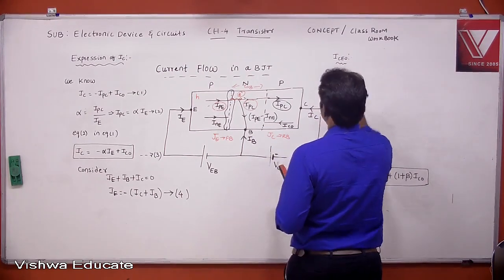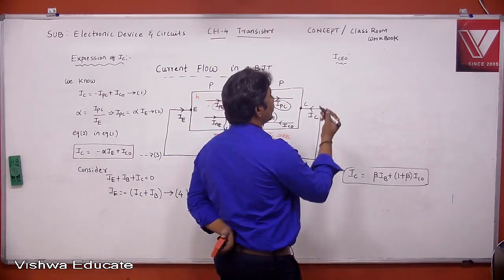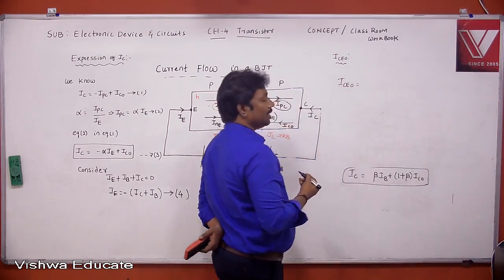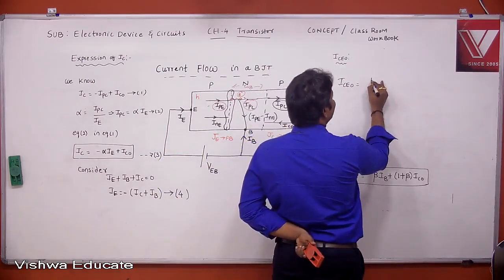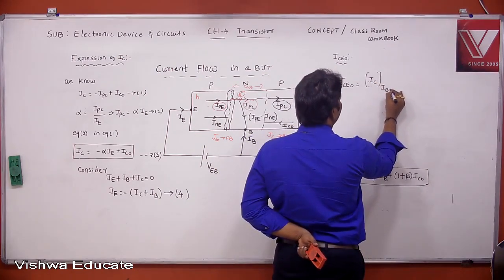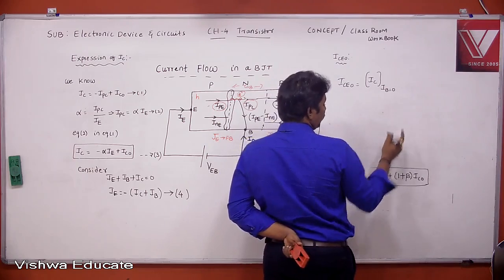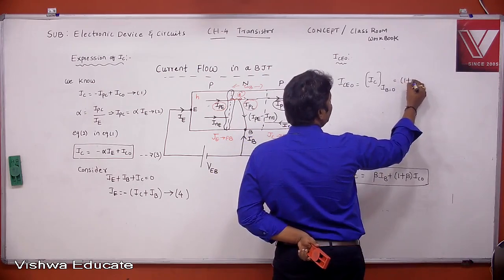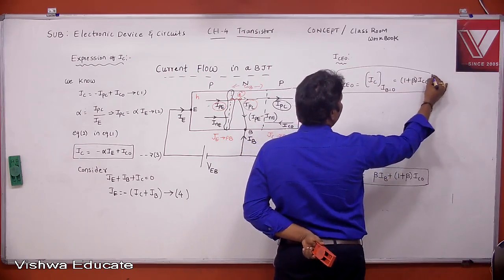Copied, right? And the next topic, ICO. What is ICO, you know? ICO is nothing but the collector current when the base is open. Base is open means what should be the base current actually? 0. Right? See, if the base current is equal to 0, what should be the collector current actually? The collector current is nothing but 1 plus beta into IC naught. This is the ICO. Right?